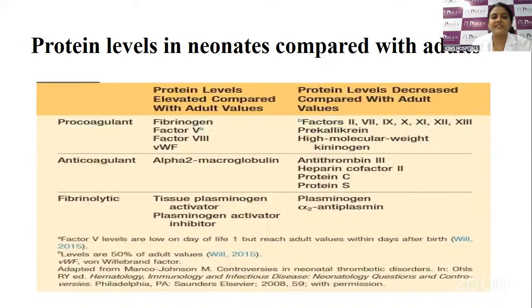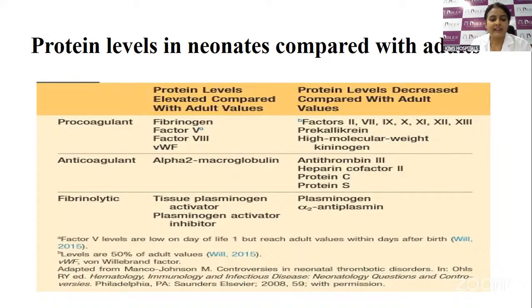These are the protein levels in the neonates when compared to adults. The procoagulant factors which are elevated in the neonates when compared to adult values are fibrinogen, factor 5, factor 8, and von Willebrand factor. The procoagulant factors that are decreased in the neonates are factors 2, 7, 9, 10, 11, 12, and 13, pre-kallikrein, and high molecular weight kininogen. Whereas the anticoagulant factor that is increased is alpha-2 macroglobulin, the anticoagulant factors that are reduced are antithrombin 3, heparin cofactor 2, protein C, and protein S.